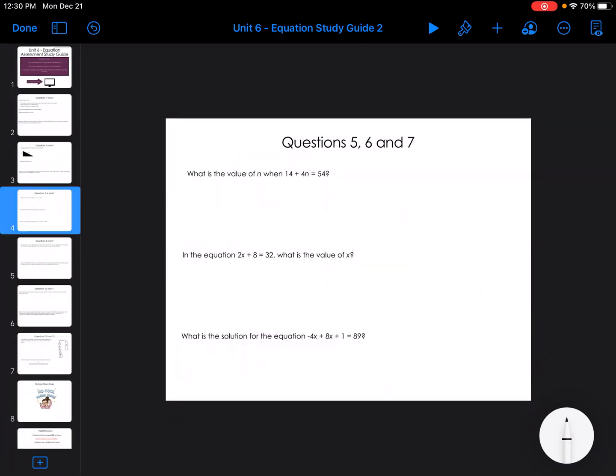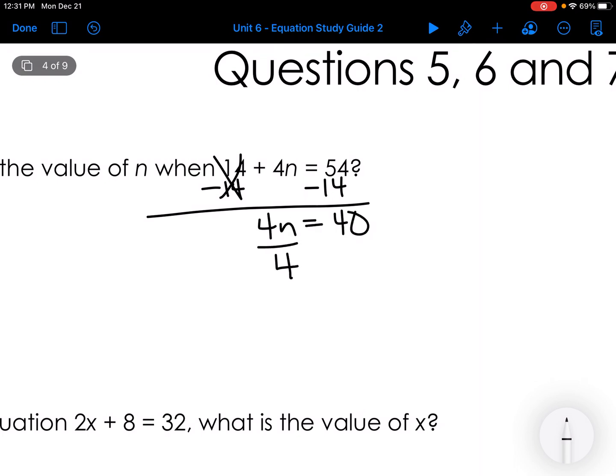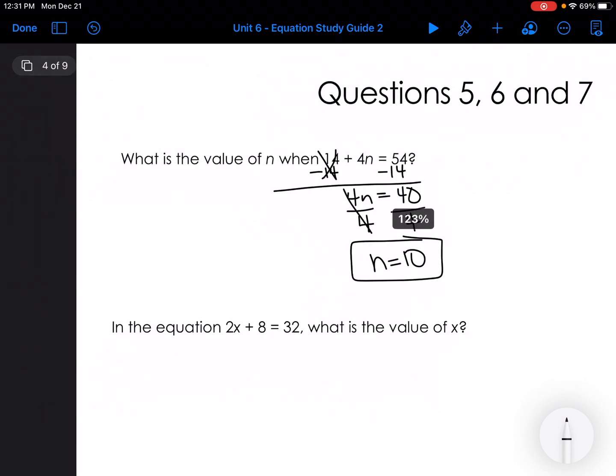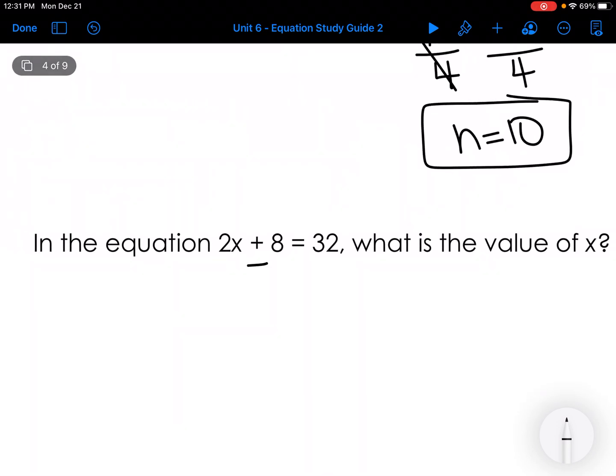The next one says, what is the value of n when 14 plus 4n equals 54? So I'm going to zero out first. And I'm going to find for 1n. All right, the next one says, what's the value of x? So I'm going to zero out first.